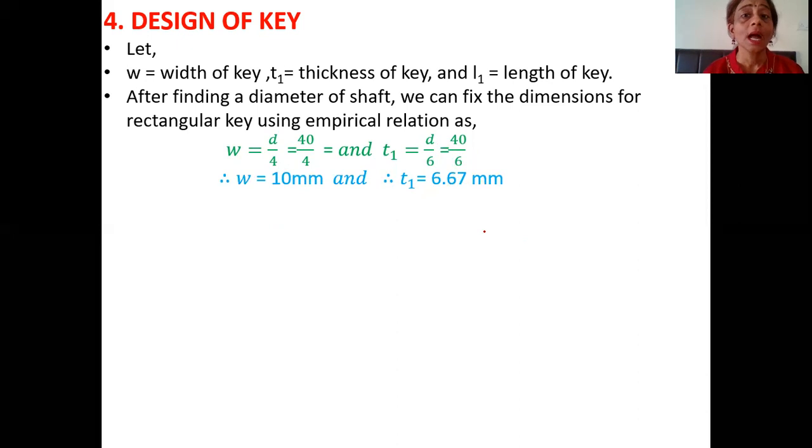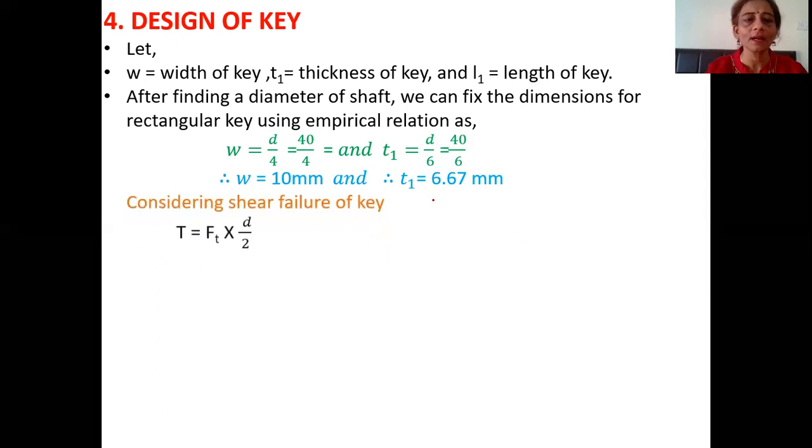As we all know, friends, the key is subjected to single shear, like this. Single shear. So considering that shear failure, our equation of torque is tangential force into d by 2. Force is equal to area into stress. So it is equal to W into L1 into tau into d by 2, which will be the equation of torque we will be using for calculations.